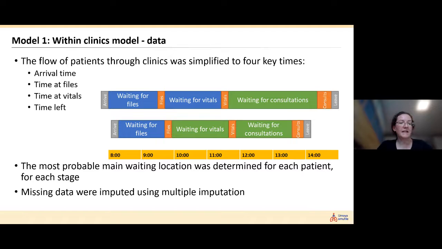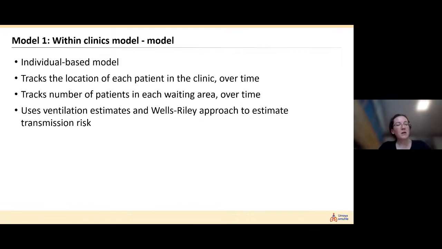I simplified the datasets to 4 key times: arrival, files, vitals, and leaving. And for each stage and patient, the most probable waiting area was identified. Missing data were imputed using multiple imputation. The model used was an individual-based model that tracks the location of each patient in the clinic over time and the overall numbers of people in each waiting area. I used the empirical data on ventilation rates and a Wells-Riley approach to estimate the risk of transmission over time.